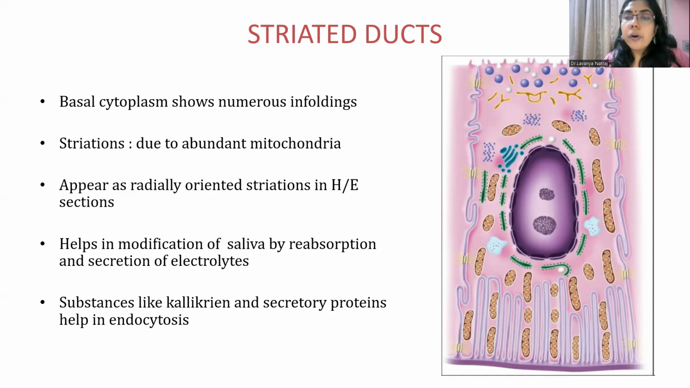And what is the most important function? They help in the modification of the saliva by reabsorption of electrolytes and water, which I'll tell you later, and secretion of electrolytes. So they modify the saliva that is being secreted. So that is the important function of a striated ductal cell. They also contain substances like kallikrein and secretory protein, which help in endocytosis.